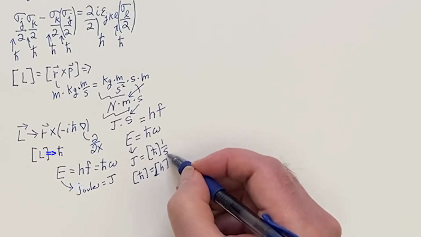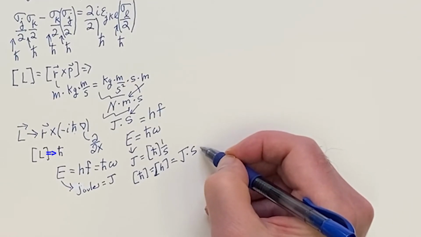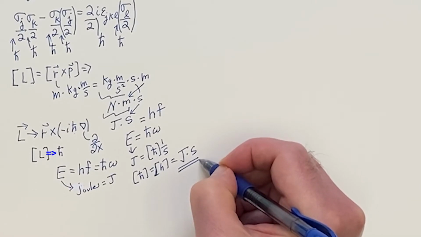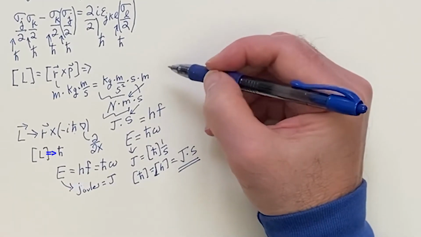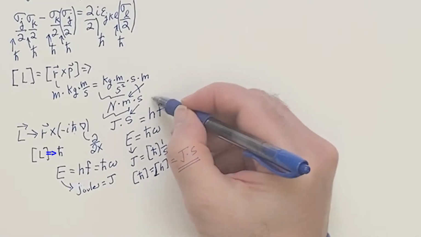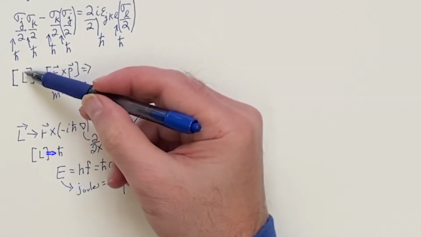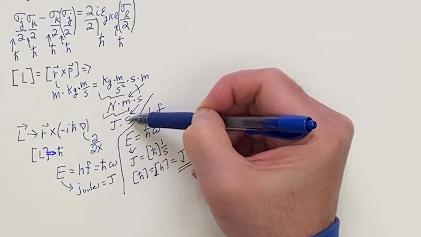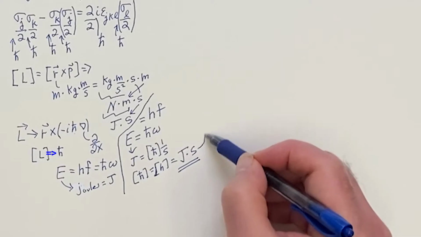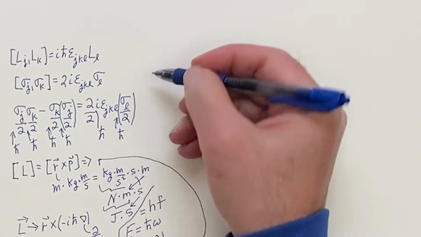And what do you got here? You bring the seconds over there. You got joules times seconds. That's it. Joule times seconds. That's what you want. Joule times seconds, which is what h bar is, also what your angular momentum is. Okay? So here is angular momentum units, joules times seconds. Here is h bar, or h units, joule times seconds.